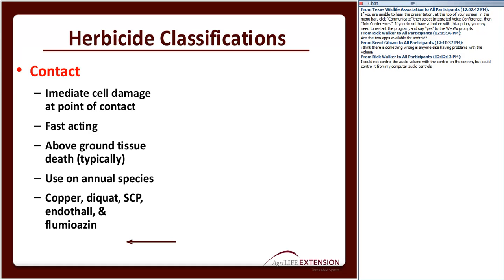The approved contact herbicides are copper-based herbicides and algicides, diquat, endothall, flumioxazine, and sodium carbonate peroxyhydrate. Okay.